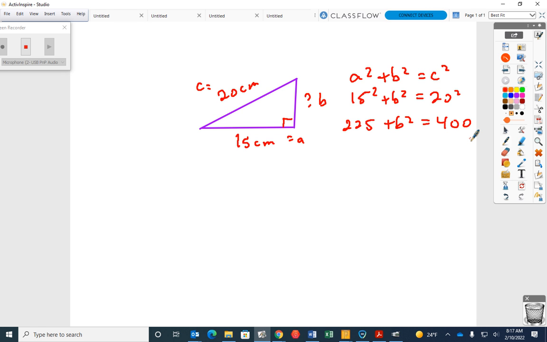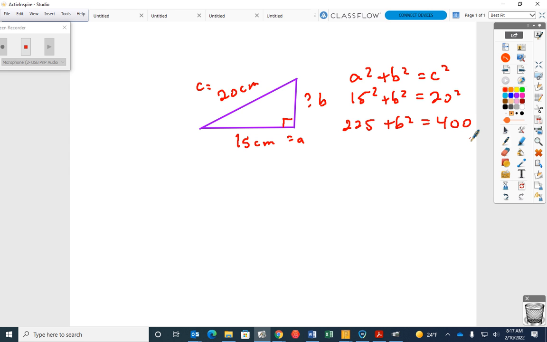400. Now, look at this, okay? What do you identify that as? A two-step equation. Not even a two-step. It's a one-step equation. Well, we can call it a two-step because we've got to find the square root. But either way, it's just an equation, right?